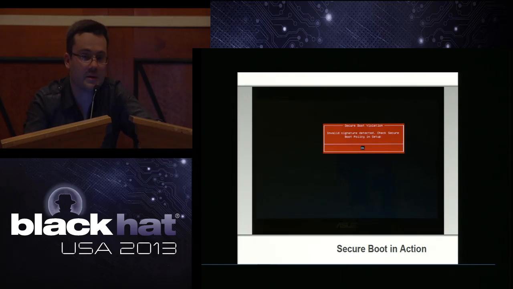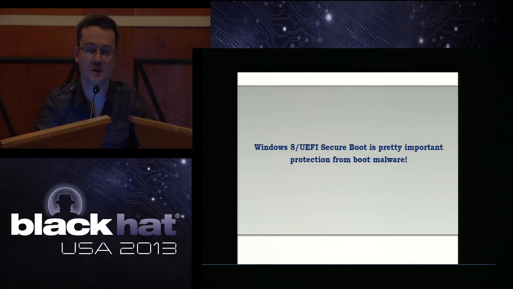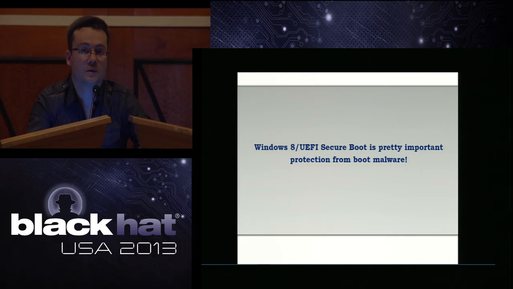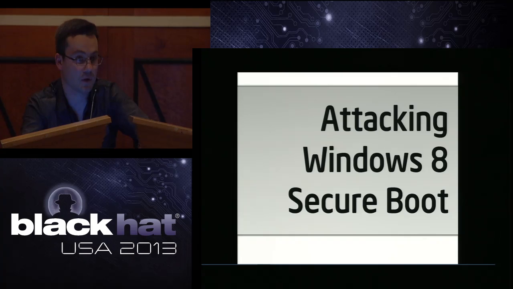And this is secure boot in action on this laptop. When we try to replace the bootloader with our bootkit without compromising secure boot first, we get that screen and we cannot load our bootkit. So as you can see, Windows 8 secure boot is a pretty important protection against the bootkit problem. We need to make sure that it's implemented correctly. And with that, we're jumping to attacking Windows 8 Secure Boot.